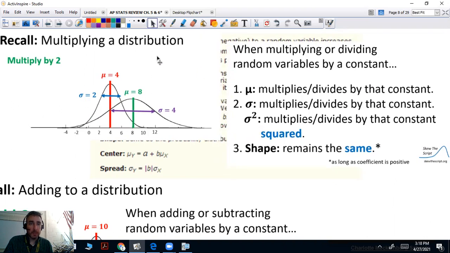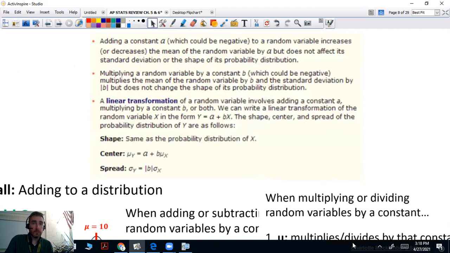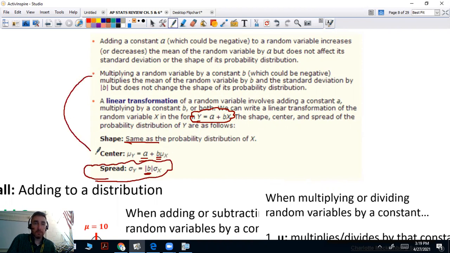So in general, we can use the rules down here. These are linear transformations where you're adding or multiplying. So we're not talking about anything fancy, no powers or anything. But the shape is always going to be the same. The center will always have addition and multiplication, but the spread will only have multiplication. Don't worry about the absolute value. We just multiply it by whatever number it is. But if it is negative, just make it positive and multiply it by that. The spread will always be only affected by multiplication, not addition or subtraction. Okay?